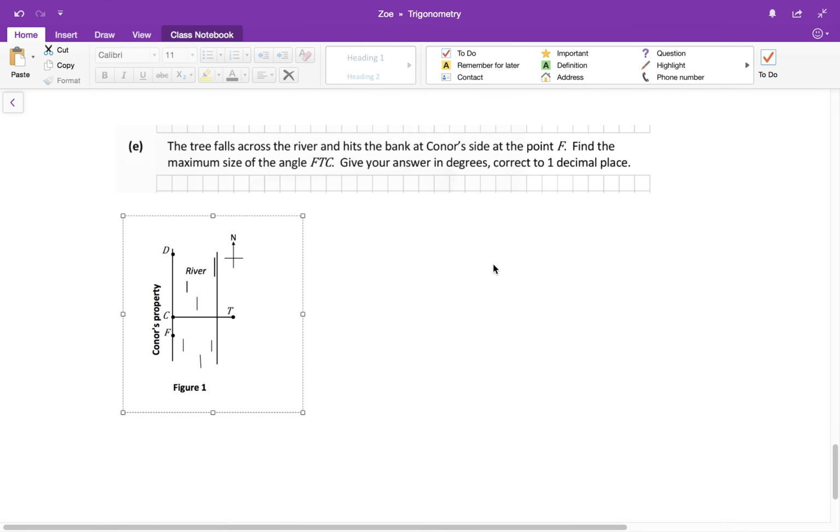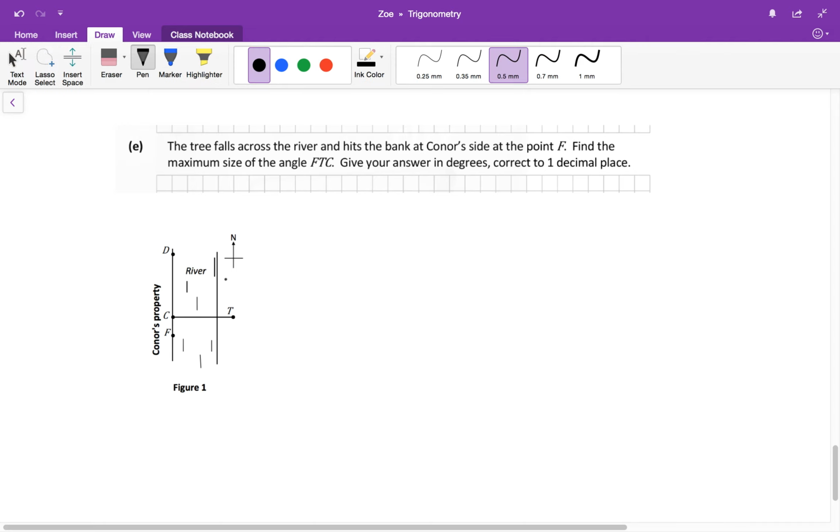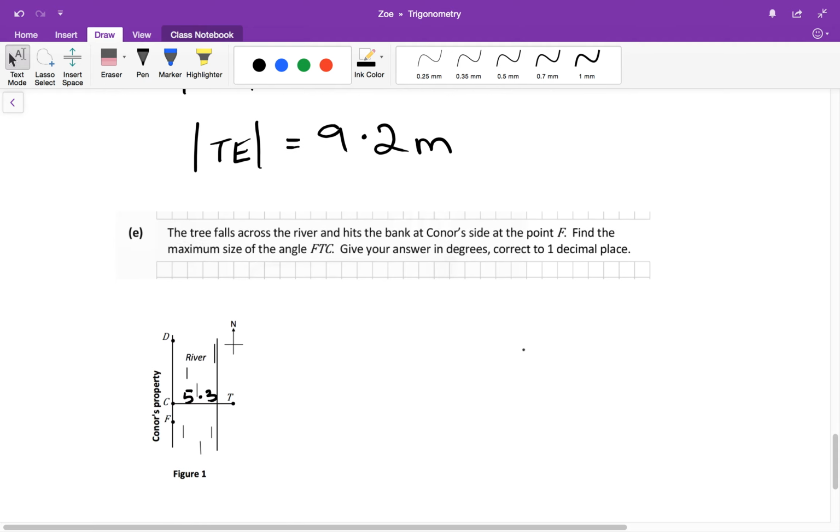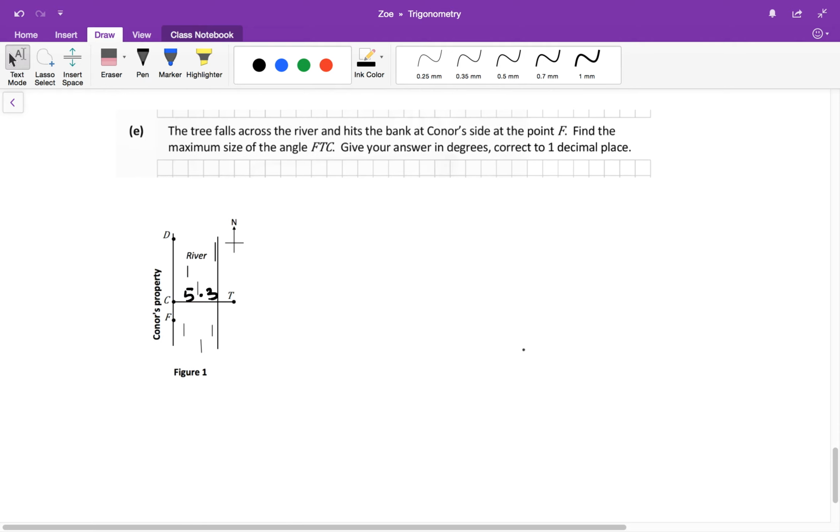So part E. The tree falls across the river and hits the bank at Connor's side at the point F. Find the maximum size of the angle FTC and give your answer in degrees. So we know CT, that was 5.3, wasn't it? We worked that out. Yeah, CT is 5.3.